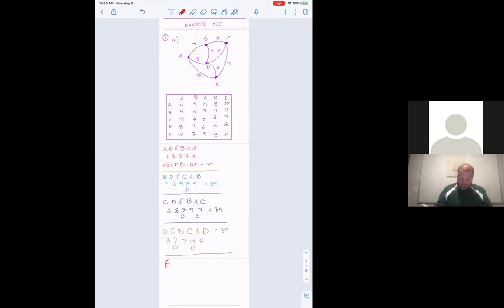If I do E, E goes to D, D goes to C, C goes to B, and then B, of course, goes to A, which then has to return to E. So E to D is 3, D to C is 6, C to B is 7, B to A is 9, A to E was 10.